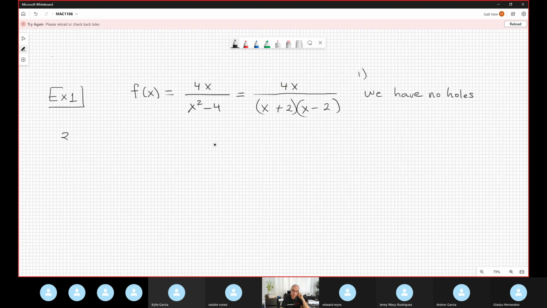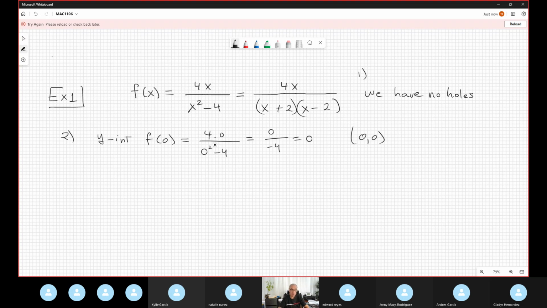The second step is the intercepts, an extremely important point. The y-intercept first is easy. The formula for finding the y-intercept is the value of the function at 0: 4 times 0 is 0, over 0 squared minus 4, which is negative 4, so obviously 0. In this case, wow, it's a coincidence that the point (0, 0) is both the x-intercept and the y-intercept.